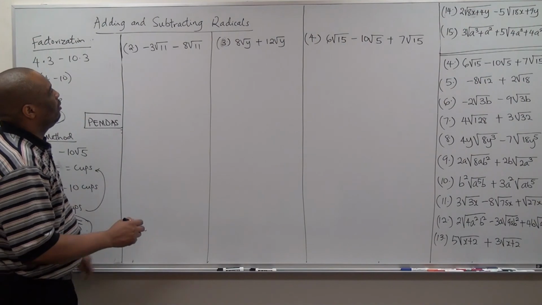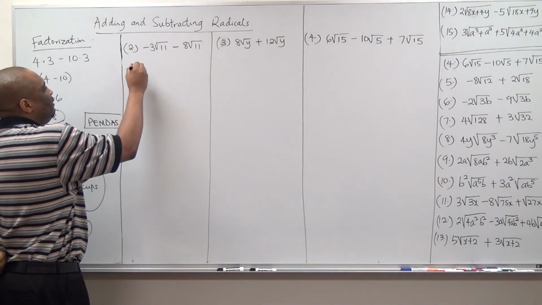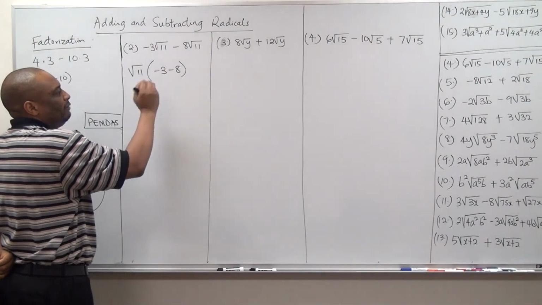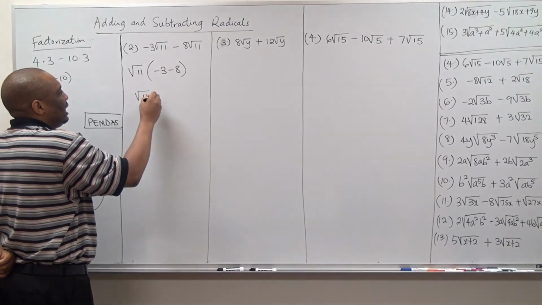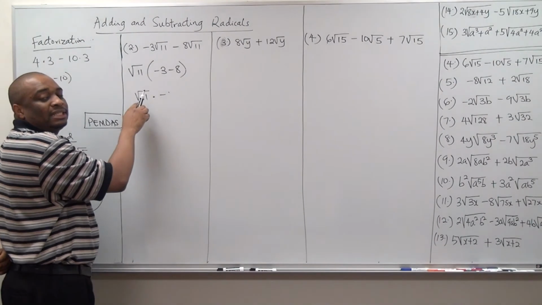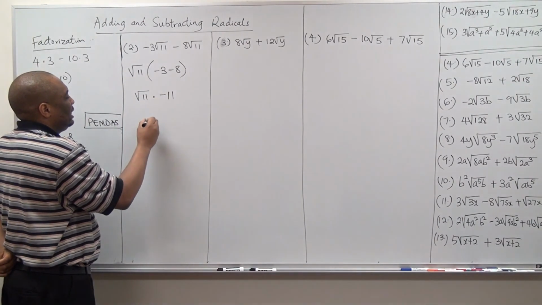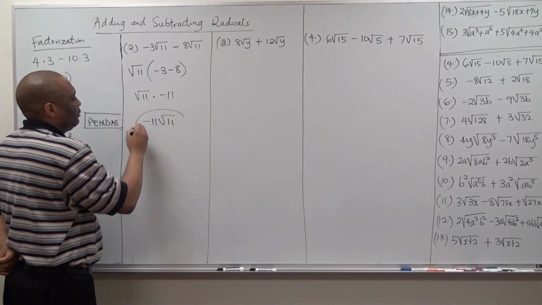So here, for question 2, square root of 11 is common, and this is negative 3, negative 8, and this is negative 11 times square root of 11, and this will give us negative 11 square root of 11.